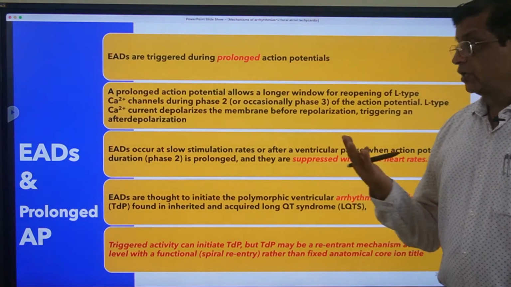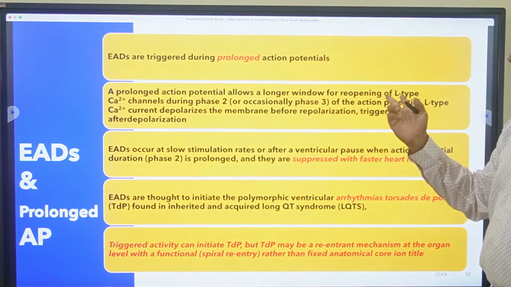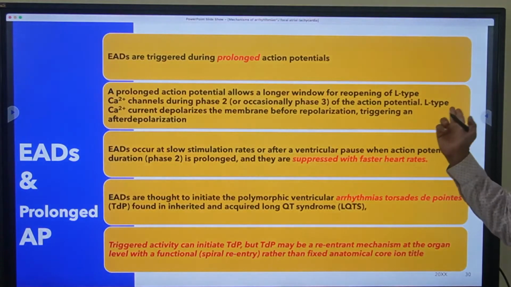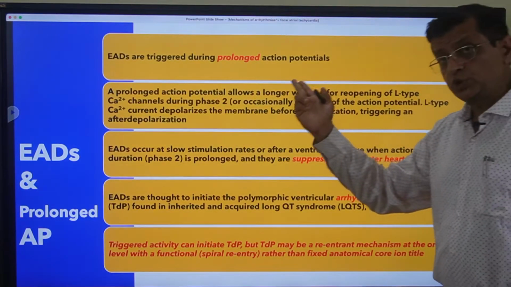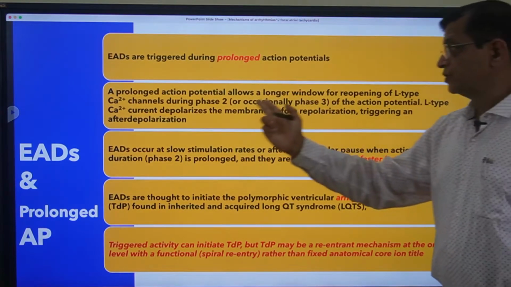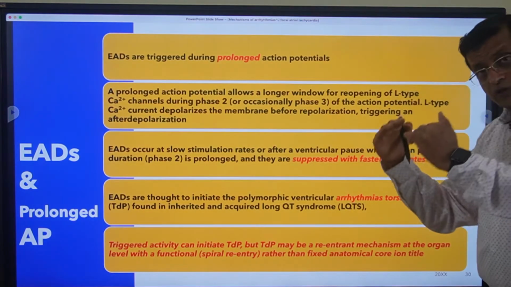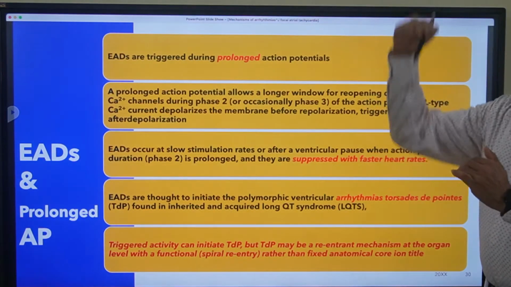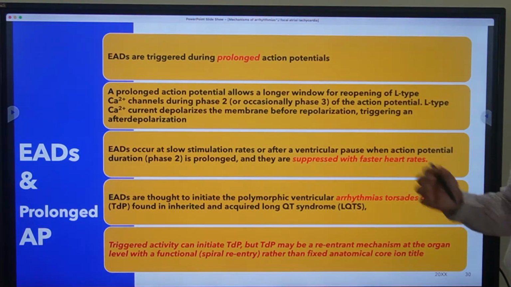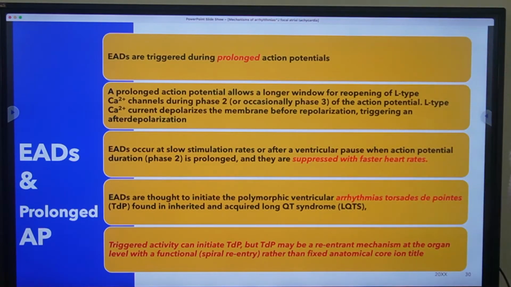Repetition again: early after depolarizations are triggered during a prolonged action potential. A prolonged action potential allows a longer window for reopening of L-type calcium channels during phase 2 or occasionally phase 3 of the action potential. The L-type calcium current depolarizes the membrane before repolarization. So before repolarization is complete, these L-type calcium channels take calcium inside, and this influx causes depolarization before the repolarization is complete.